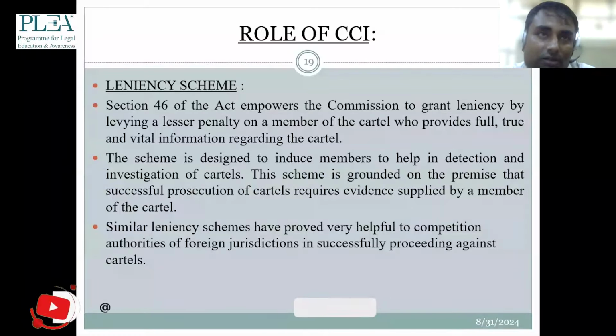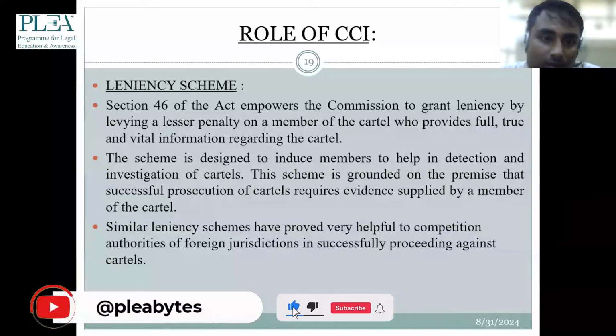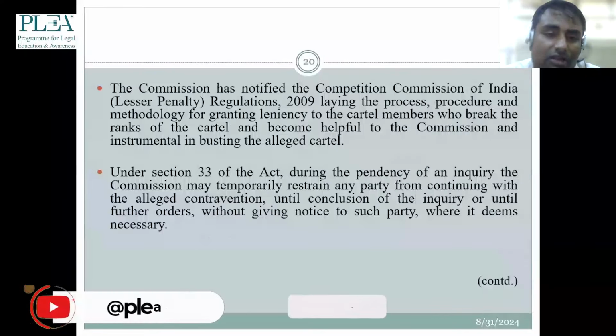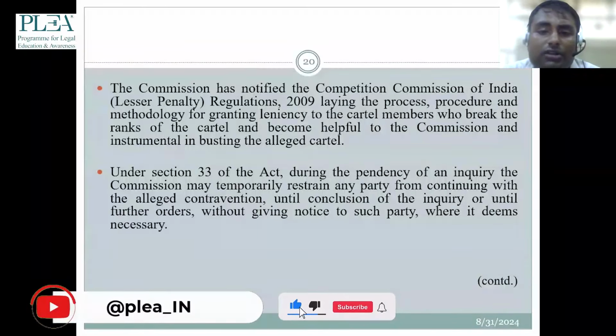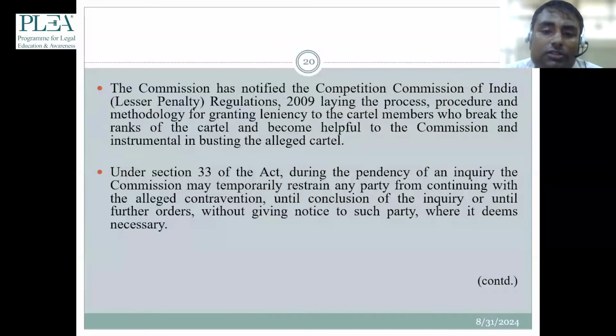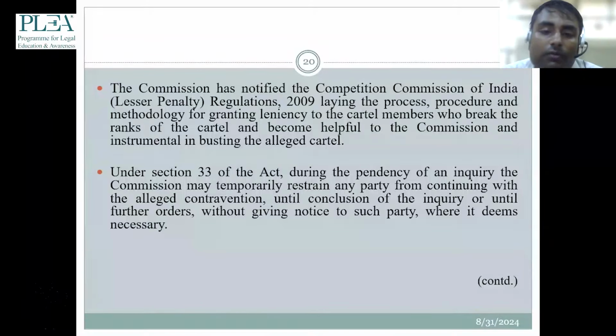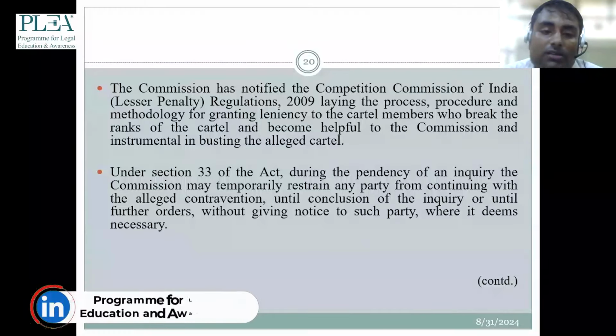which I discussed a few minutes back, since this is the modern age of business. So that should be done. Section 46, the leniency scheme, is one of the very important aspects of how to restrict cartels. These are the mechanisms, the weapons in the hands of the Competition Commission of India. The Competition Commission has notified the Competition Commission of India Lesser Penalty Regulations 2009, laying down the process, procedure and methodology for granting leniency to cartel members who break the ranks of the cartel and become helpful to the commission and instrumental in busting the alleged cartel.